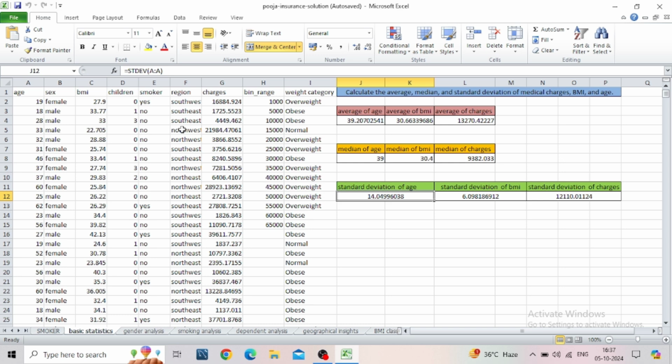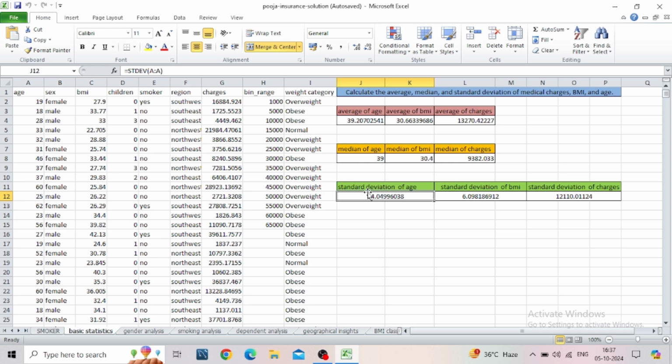Task 1 is basic statistics and data understanding. In the first task, I explored the basic statistics of the data set to understand the structure of the data. This includes analyzing the average, median, and standard deviation of the age column, which gave me insights into the distribution of ages in the data set.